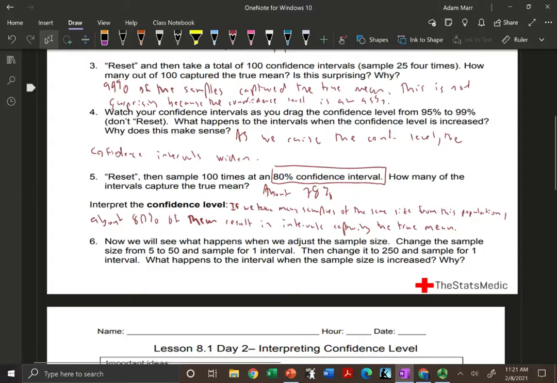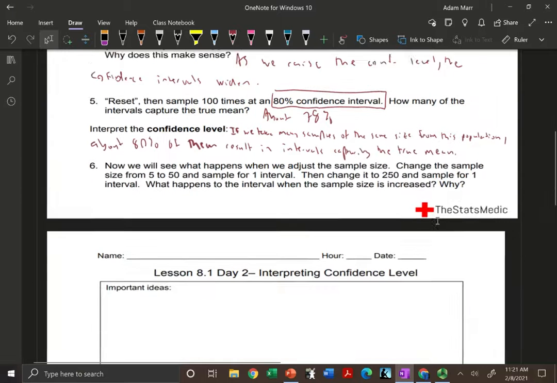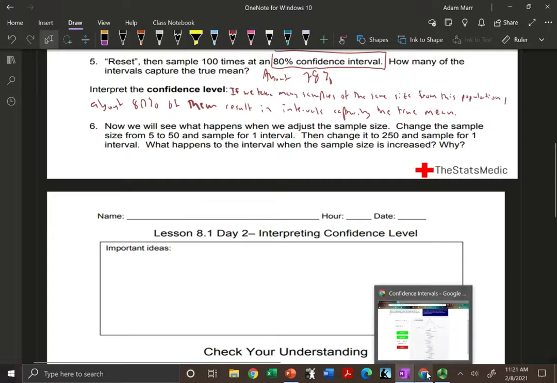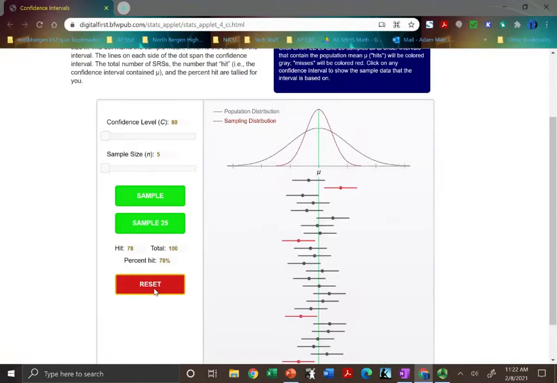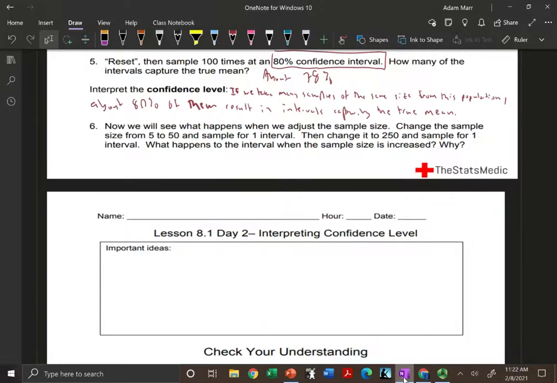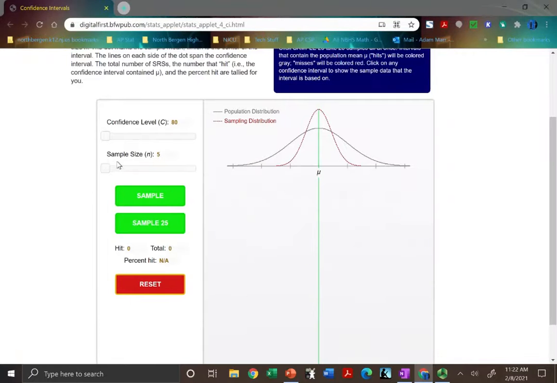Okay. Step 6 says, now we will see what happens when we adjust the sample size. Change the sample size from 5 to 50, and sample for one interval. Then change it to 250 and sample for one interval. What happens to the interval when the sample size is increased? So now I'm going to reset, and we're going to increase from 5 to 50 first.